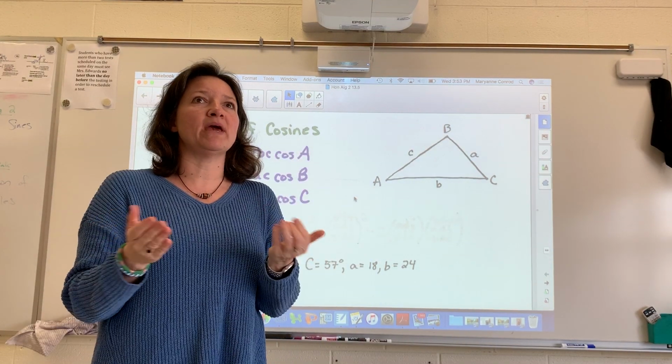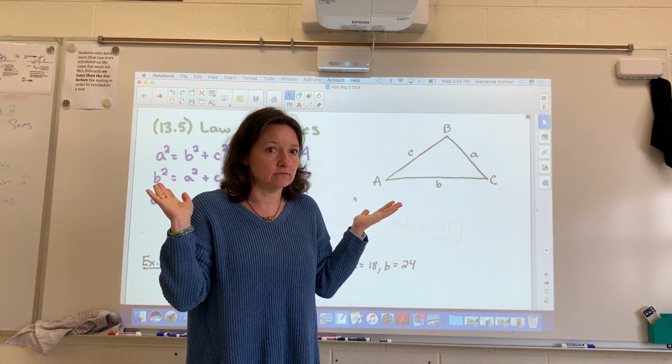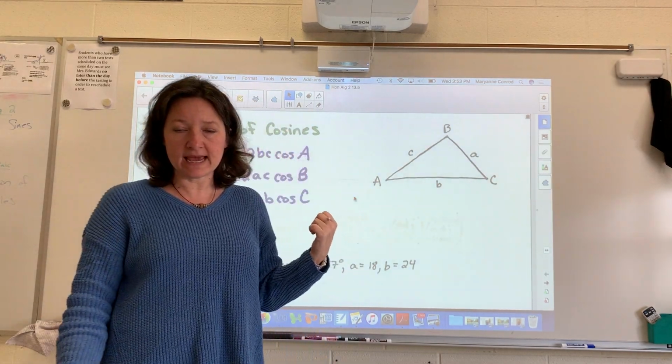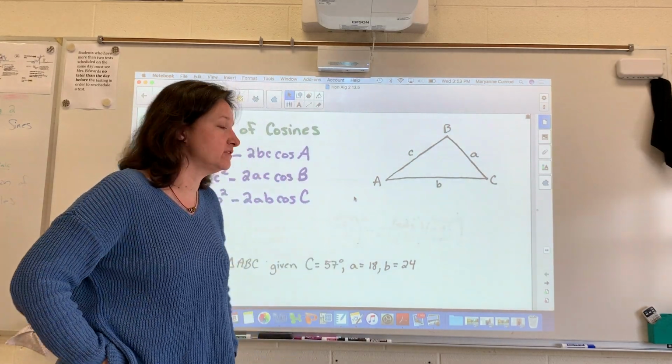So what do we do when we have a triangle with, let's say, three sides and no angles? Law of sines won't work, and that's what today's law of cosines is going to help us with, along with some other triangles where law of sines doesn't work.